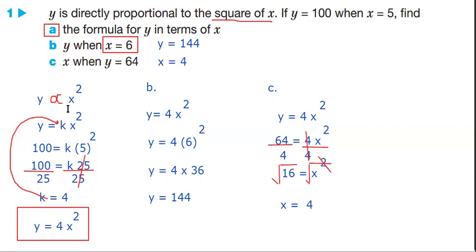Focus on the steps of proportionality and how to remove this and make it equal k, and then how to find the k and create your formula, and then use the formula to answer the questions under the first question. And this is how you answer a question like this.